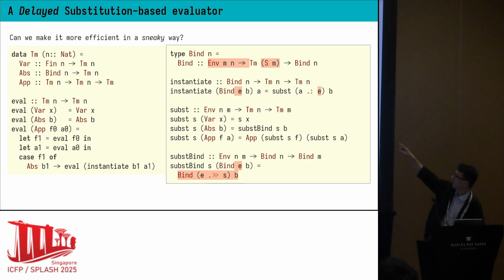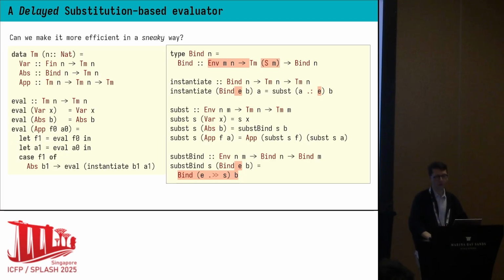And it's only in the instantiation function, where I have to walk through the body of the binder anyway to replace the binder by the value we're instantiating it with, that I will do all of these substitutions I've fused together and the instantiation all at once. So, as you can guess, doing this fusion is more efficient.